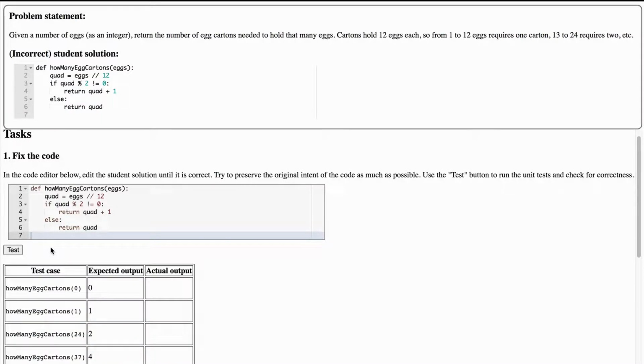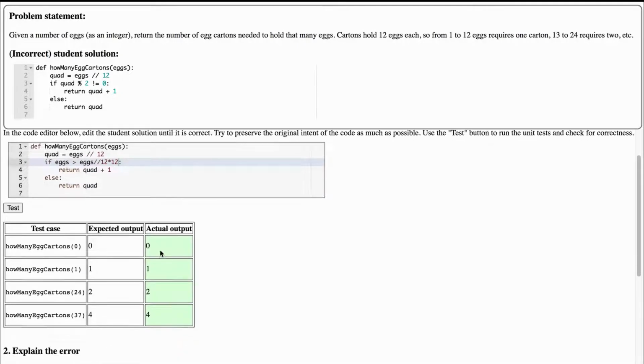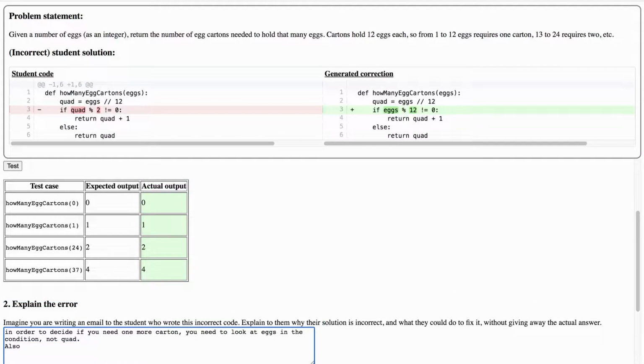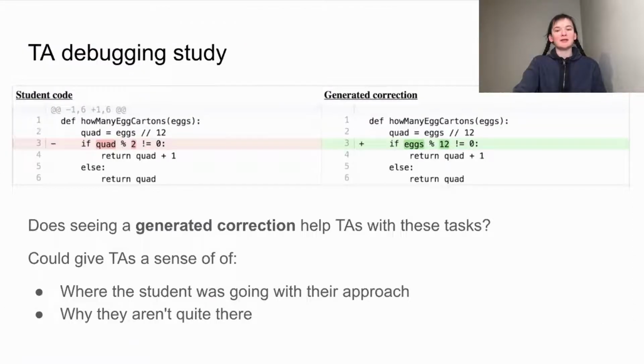To try to answer these questions, we conducted a study where we asked TAs to first debug student code and then write an explanation addressing the bugs. As part of this study, we wanted to evaluate whether seeing a generated correction can help TAs with these tasks. We reasoned that seeing a comparison like this might give TAs a sense of where the student was going with their approach by showing them a potential corrected version, and why they aren't quite there yet by showing them how the current student code differs from the corrected version.